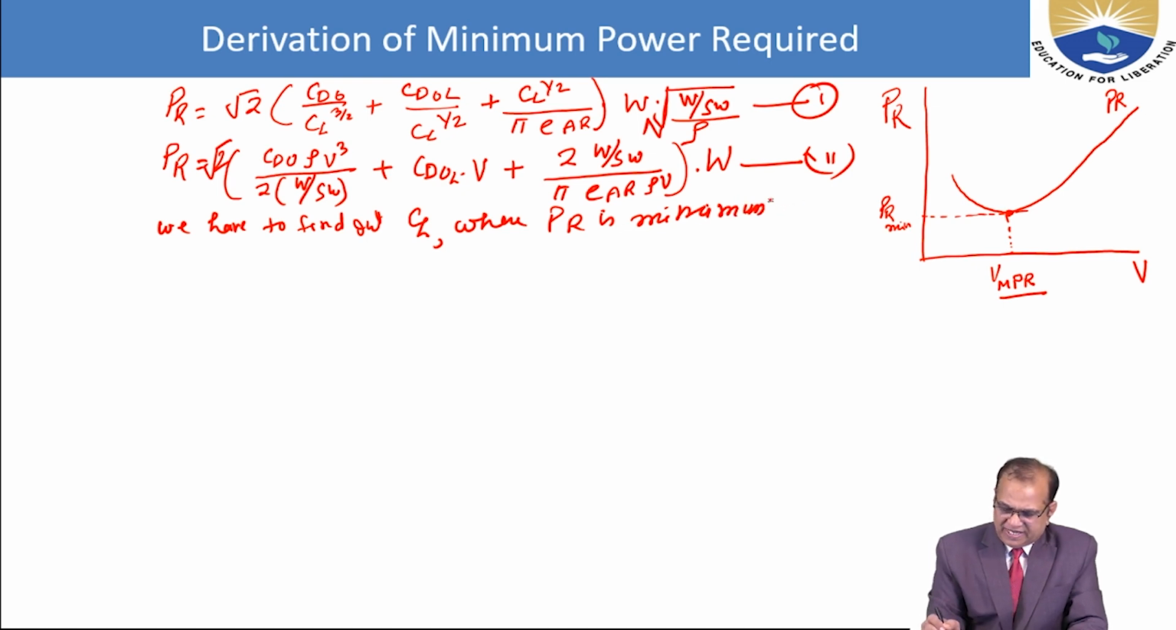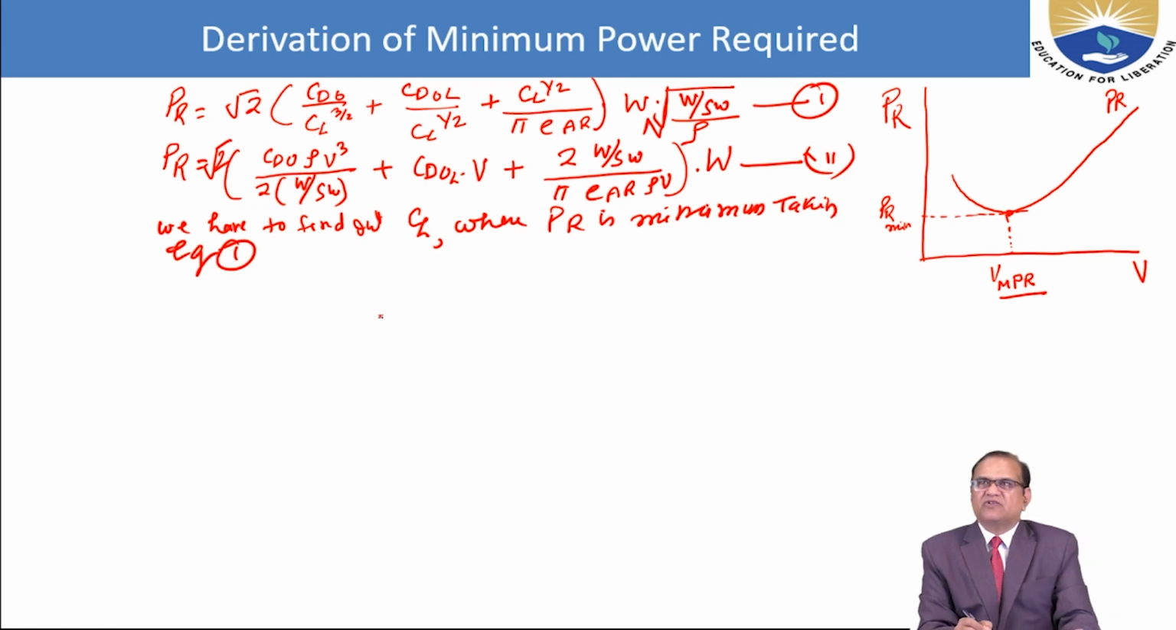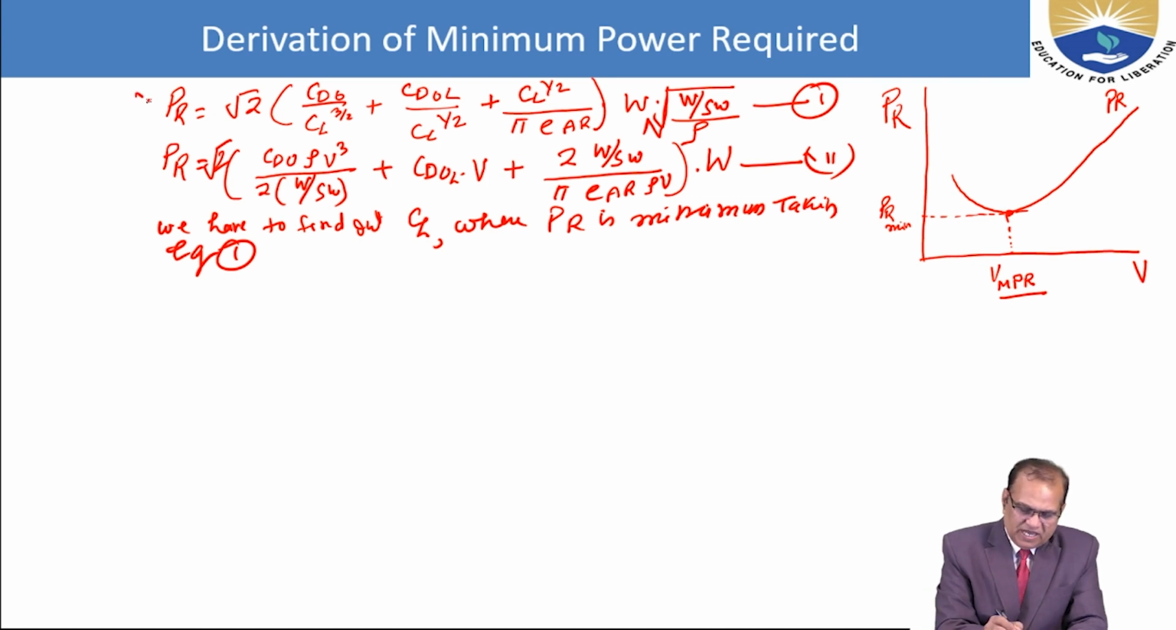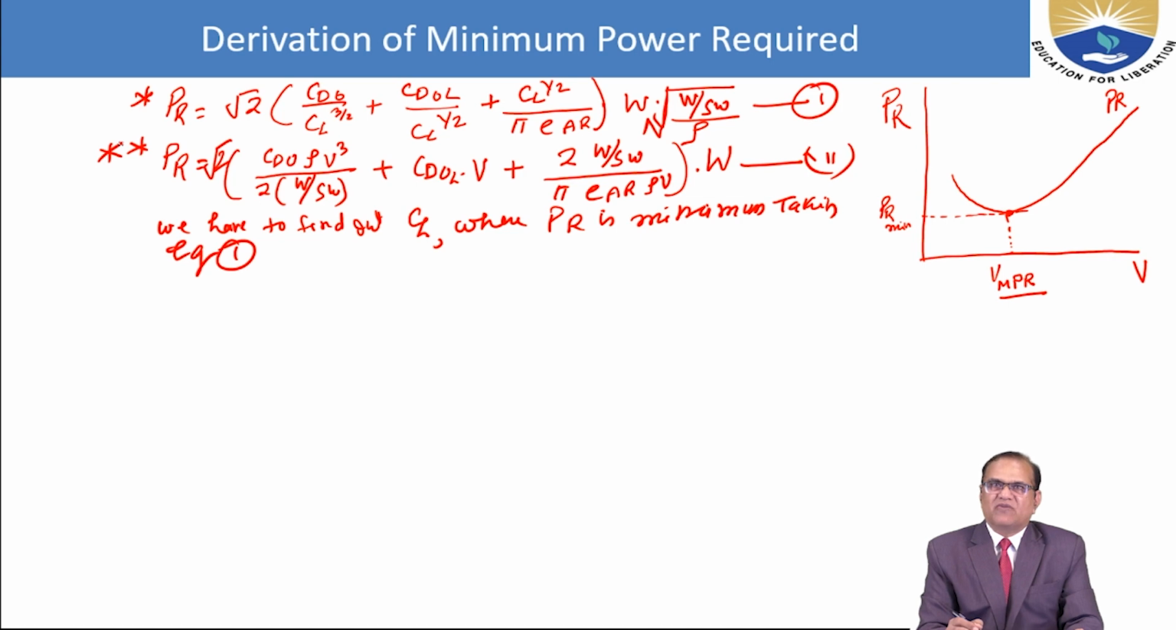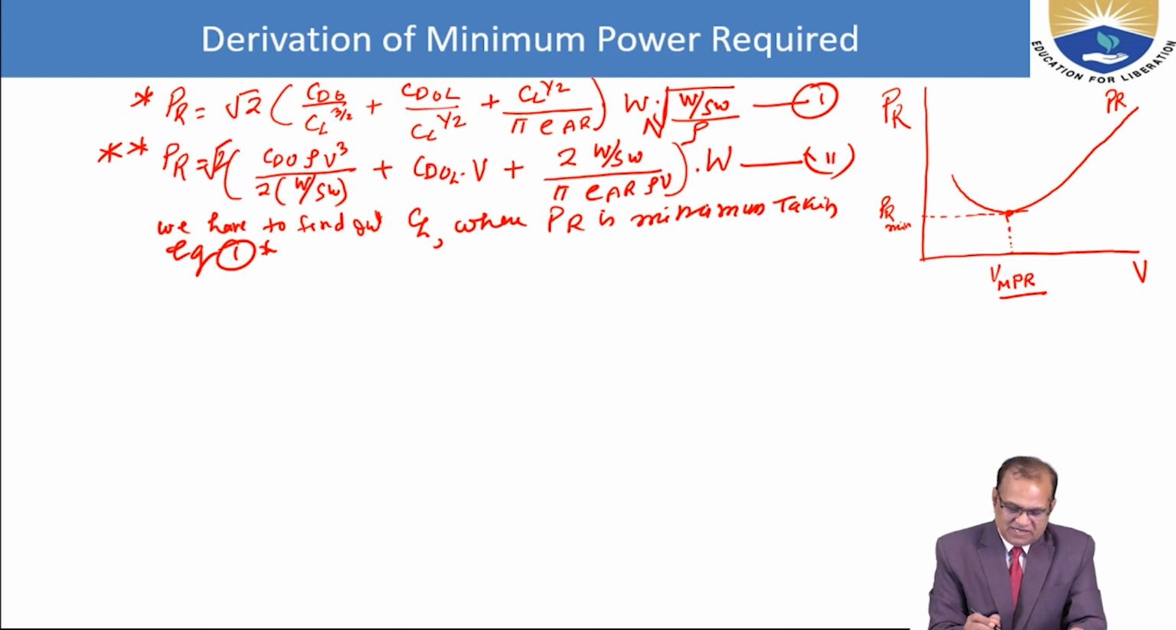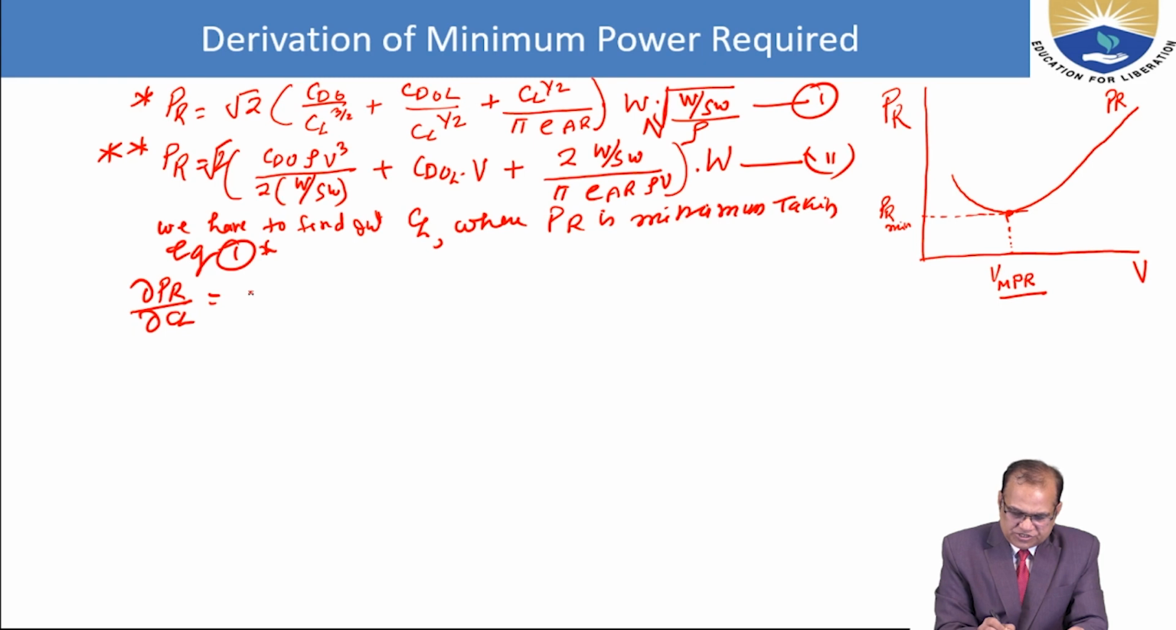So taking equation 1, I am just writing star 1 and this is the star 2. So star 1 here, we can differentiate this thing with respect to the CL. So now del PR divided by del CL is equal to 0.